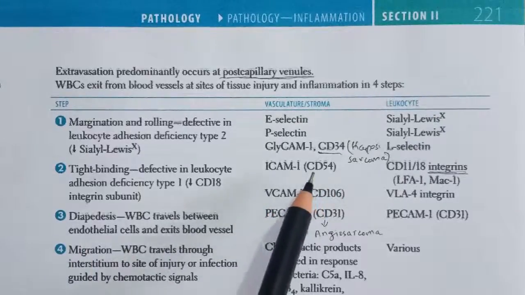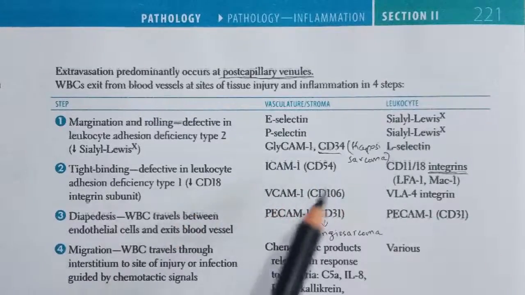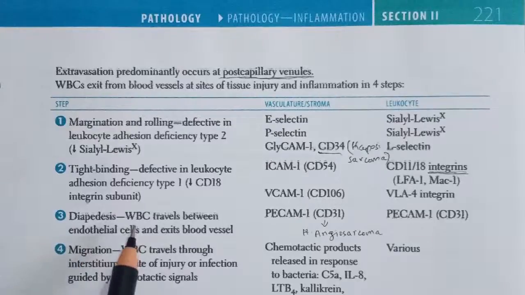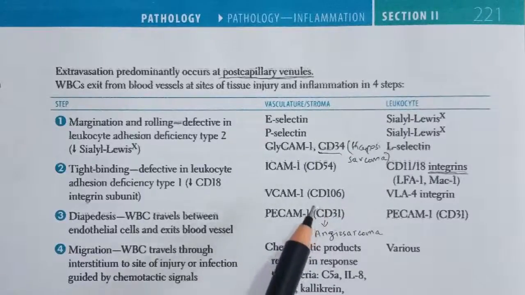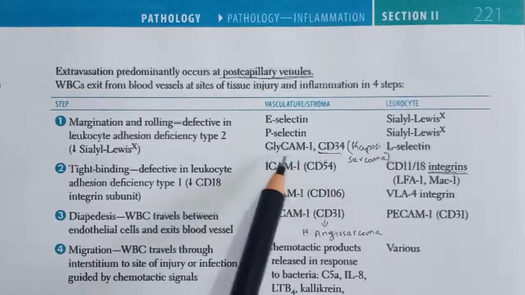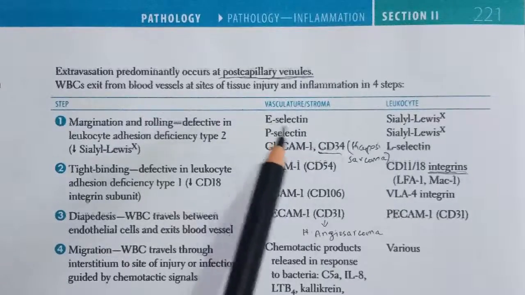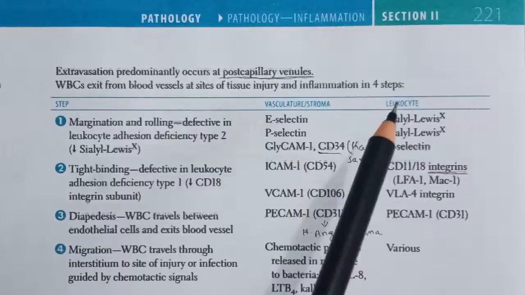You don't have to remember glycam 1 or stuff like this. Don't think about the numbers. It's low yield. Then with diapedesis, the WBC travels between the endothelial cells and exits the blood vessel. For diapedesis, it's pretty easy to remember: in both the vasculature and on the leukocytes, we would see PECAM1. Now CD34, also known as GlyCAM1, is on the vasculature or stroma, and is attached to L-selectin on the leukocytes.